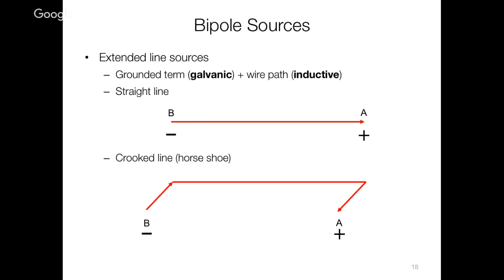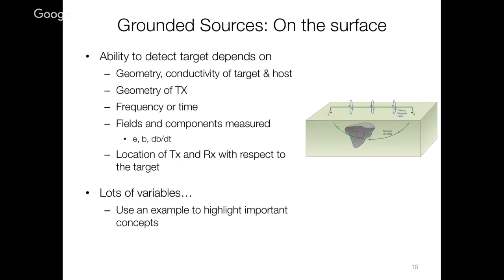Okay, now we've got all of the little pieces that we need to take this next step. And this is a bipole source. So we've got an A electrode and a B electrode, and we can either put them on a straight line or we could put them on a horseshoe. What we want to do is see how things go. We're going to try to get some insight about that, but there's lots of variables, and it's easiest just to think of a simple example.